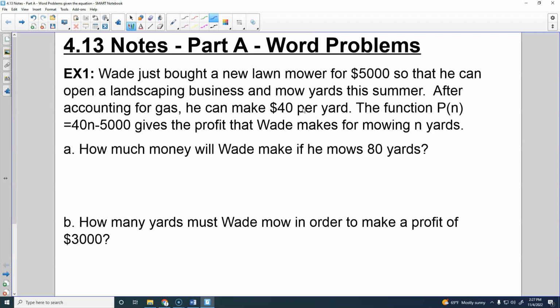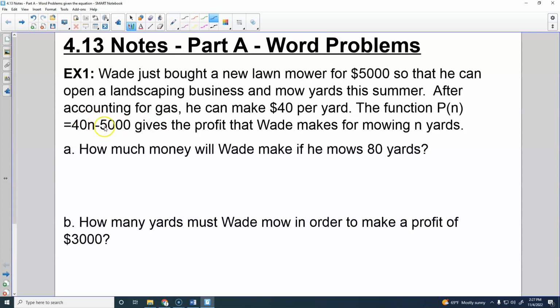Okay? So let's think about it. This 40 right here, what is that in context of the situation? $40 per yard. N's our number of yards, so it makes sense we would multiply those two together. Then we have this 5,000. Why is it minus? Right, it costs that amount. It's taken away from the money he has, right? So we have to subtract the 5,000.